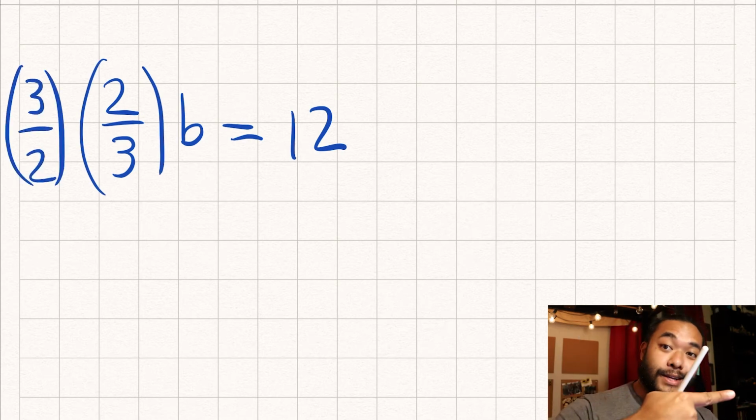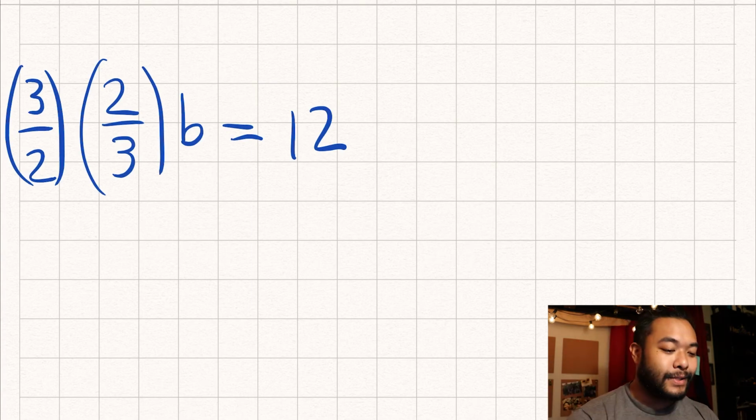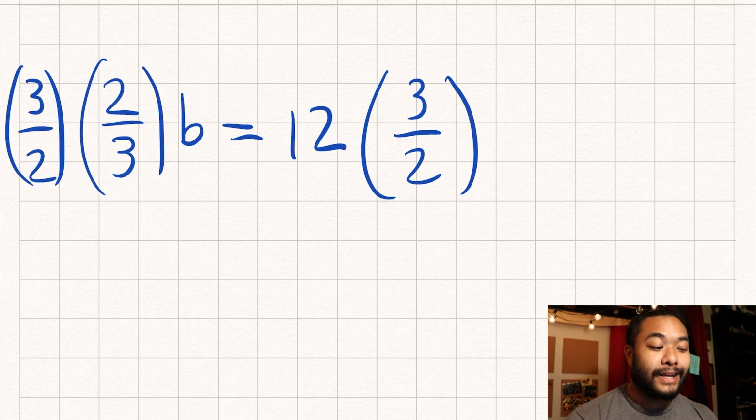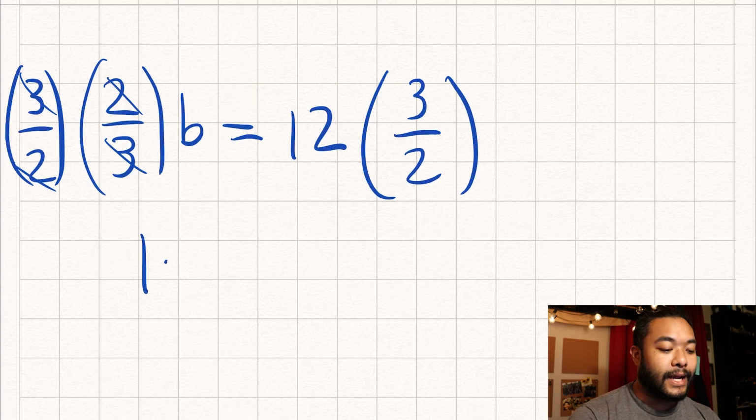So let's multiply it. Anything I do to one side, I do to the other. So I'm multiplying by the multiplicative inverse, the reciprocal, on both sides. We know if I take 2/3 and multiply it by 3/2, we went over how this all just becomes 1 times b equals 12 times 3/2.